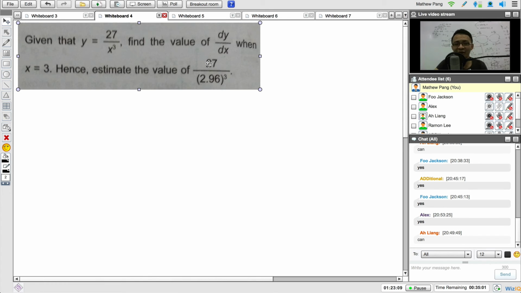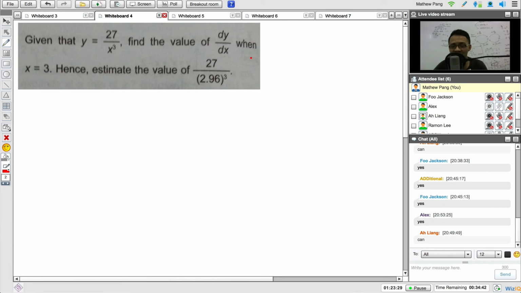Approximation is, he asks you to estimate this value without using a calculator. Of course, you can use a calculator for 27 over 2.96 power of 3, and then you will get some decimal value. But what you learn in approximation is you're going to get this value without using a calculator. This is what you learn in approximation. So I'm going to teach you how to solve this kind of question.